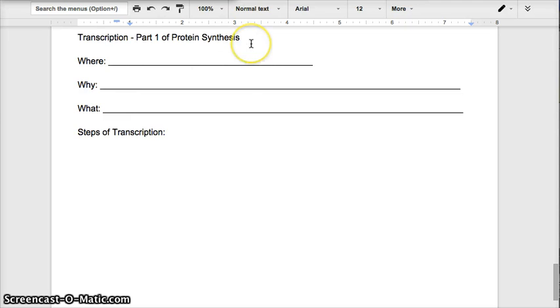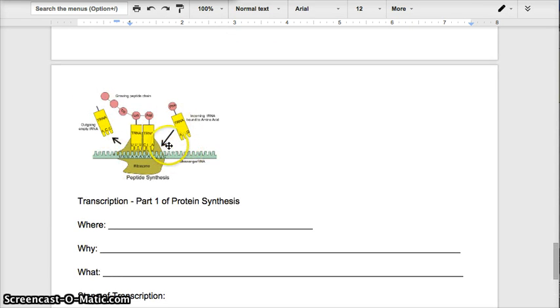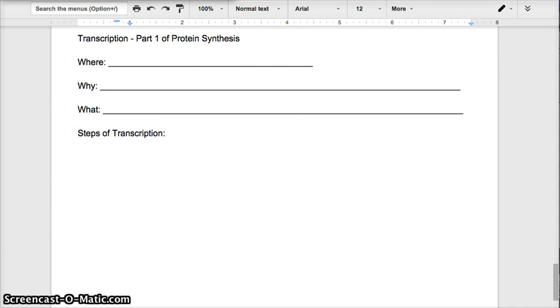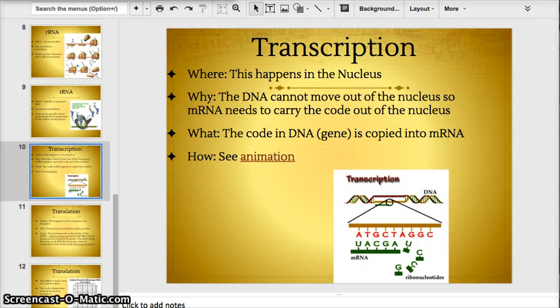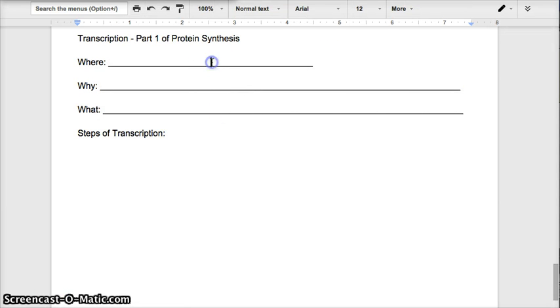Alright, so now we're going to talk about transcription. We actually skipped around a lot of the stuff that happens in translation. We'll talk about that next. Transcription is really simple. Alright, really easy. What it is first of all, it happens in the nucleus because it involves DNA.